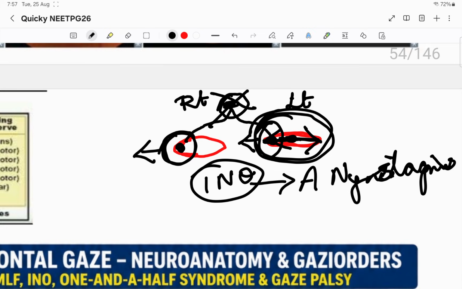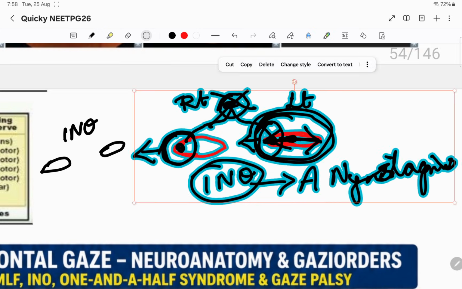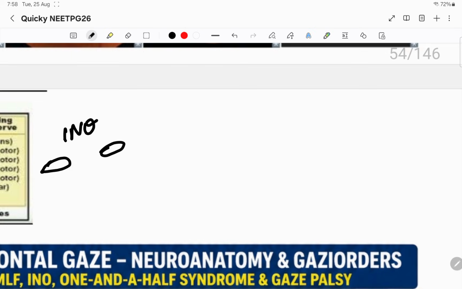I'll clear your doubt with respect to how you differentiate INO from the 1.5 syndrome. In INO, that is internuclear ophthalmoplegia, I told you all the pathogenesis: the MLF is affected on that particular side, for example the right eye. So forget this entire diagram. I'll clear your doubt on how you can differentiate between them.